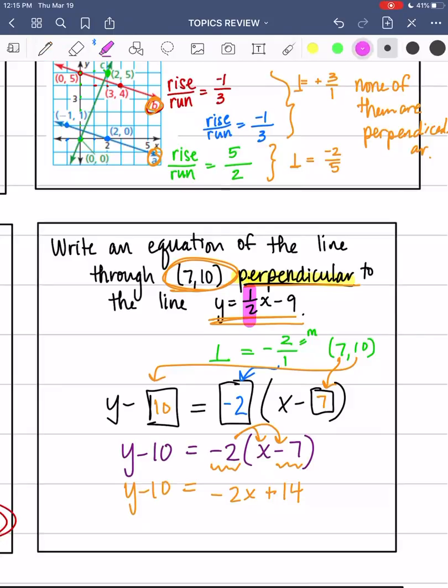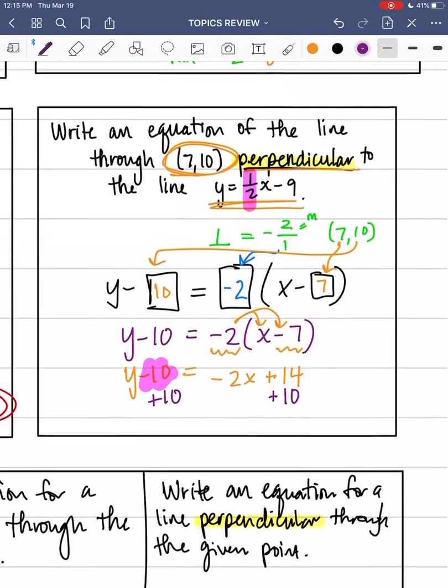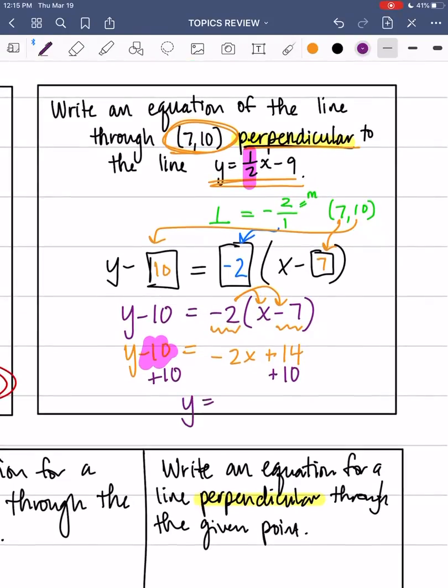Okay, last thing we have to do, we have to move this minus 10 away from the y. So we have to do plus 10. When we add 10 to the other side, it's going to get added to the 14, because that's the other plain number. So we just have y equals negative 2x plus 14 plus 10 is 24. There we go.